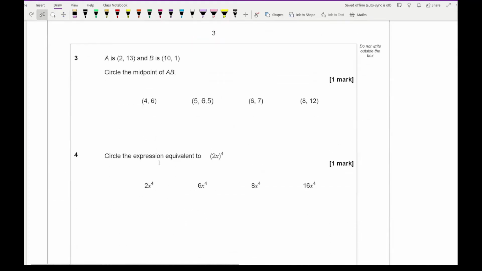Moving on to question 3, it says A is at position 2, 13, and B is at 10, 1. Circle the midpoint between A and B. Now to work out the midpoint, what we need to do is simply add the two x coordinates. So here we've got 2 plus 10, and we divide that by 2, which gives us 6. And then we do the same with the y coordinate, so I've got 13 plus 1 divided by 2, which equals 7. And there we go. So the coordinate I'm looking for is going to be 6, 7, which is this third option.